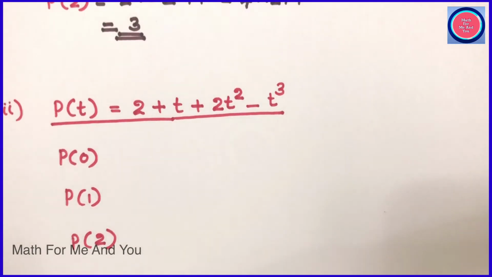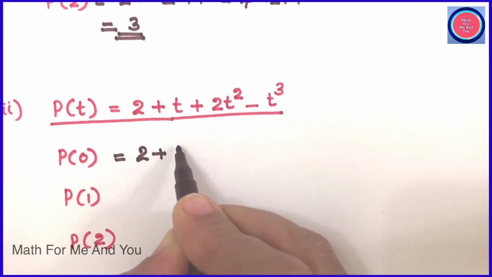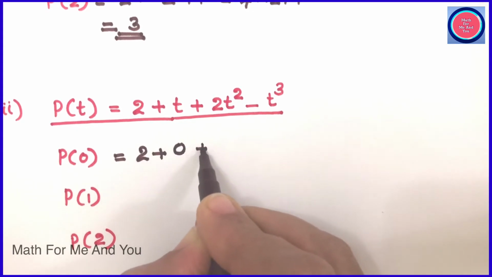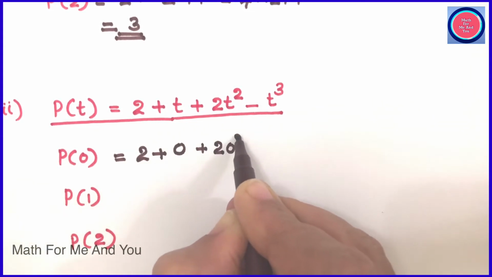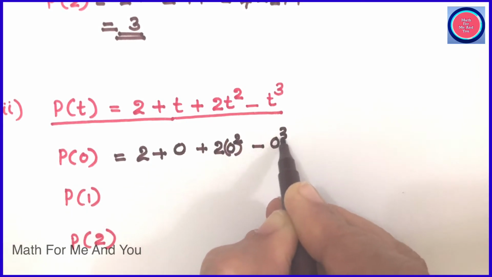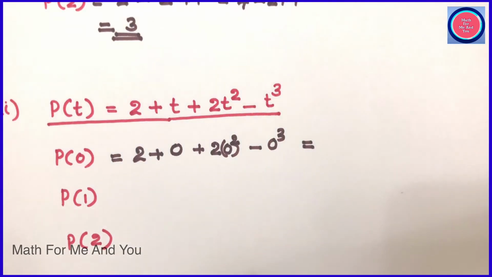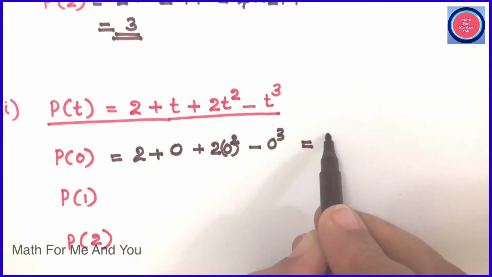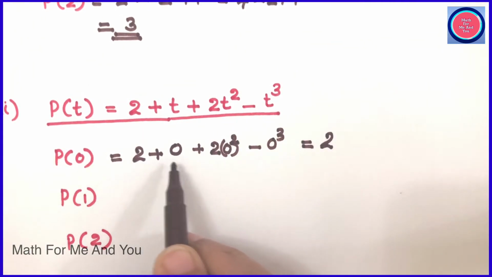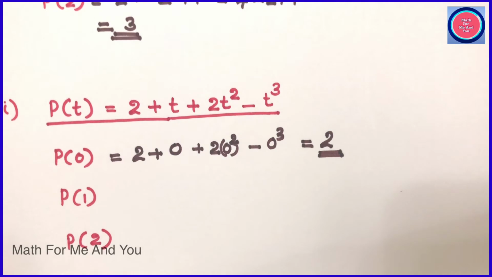Next polynomial is 2 plus t plus 2t square minus t power 3. We want p of 0. Same as the previous question, here we replace t with the number 0 and find the value. So 2 plus 0 plus 2 times 0 square minus 0 power 3. 2 plus 0 plus, 0 square is also 0, minus 0 power 3. All other terms except 2 are 0. So we can write 2. Only 2 is the number over there.